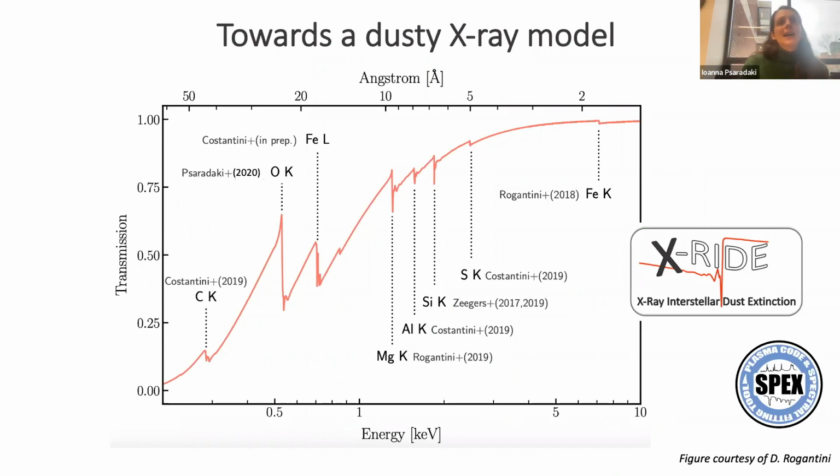As you see here, this is not a realistic example. This is just for illustration purposes, to show that we can have a model that accounts for all the different photoabsorption edges. Some of these, for example silicon and magnesium, are already available as models in the SPEX X-ray fitting package. But stay tuned, before the launch of Athena, we hope to have oxygen and iron L as well.